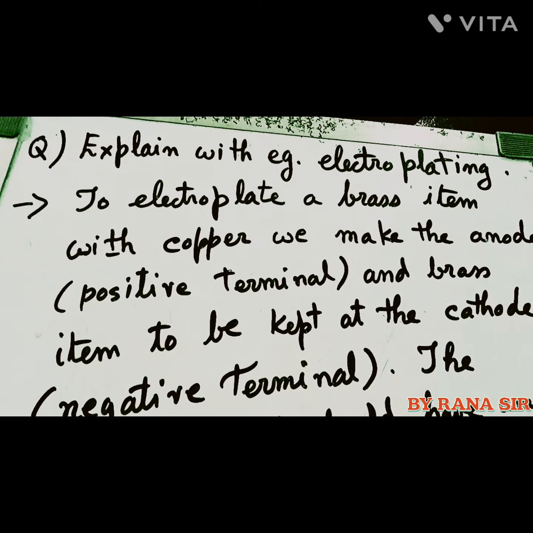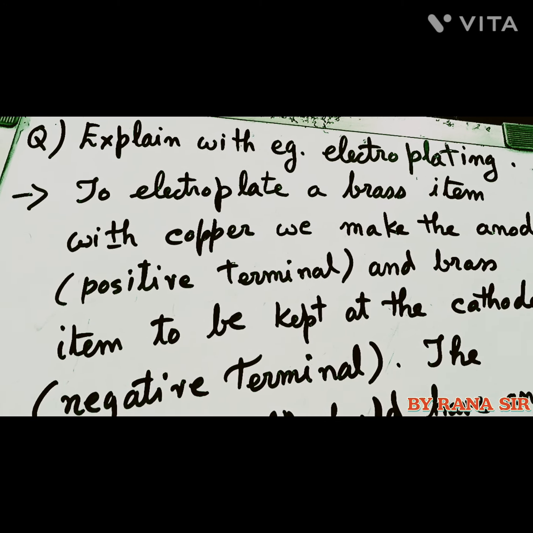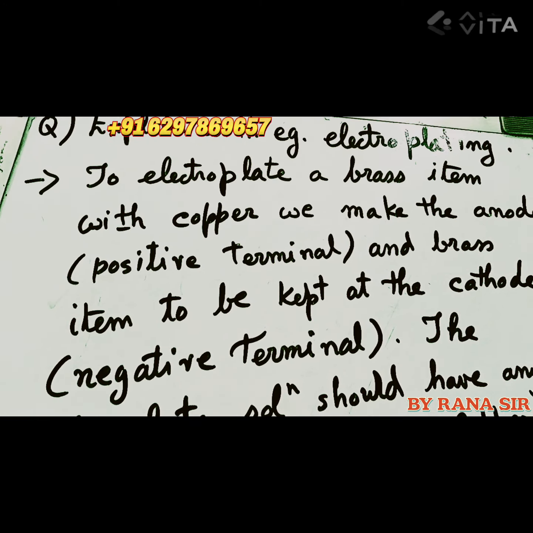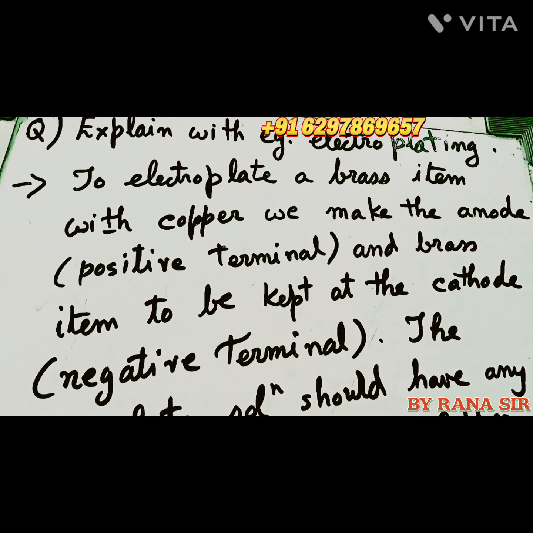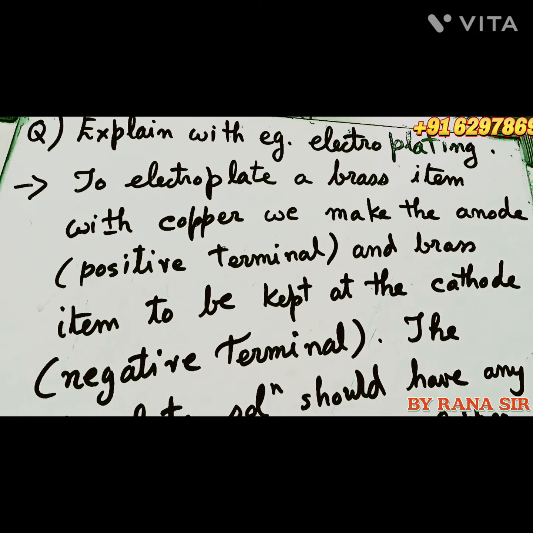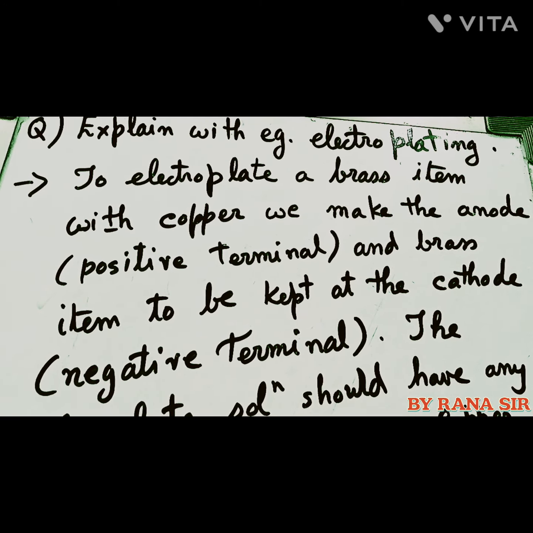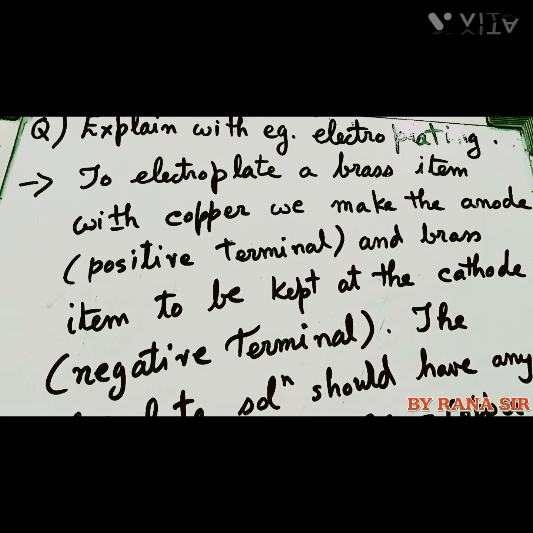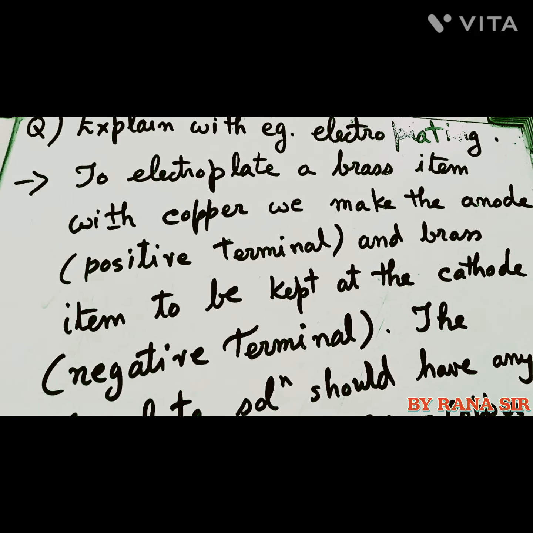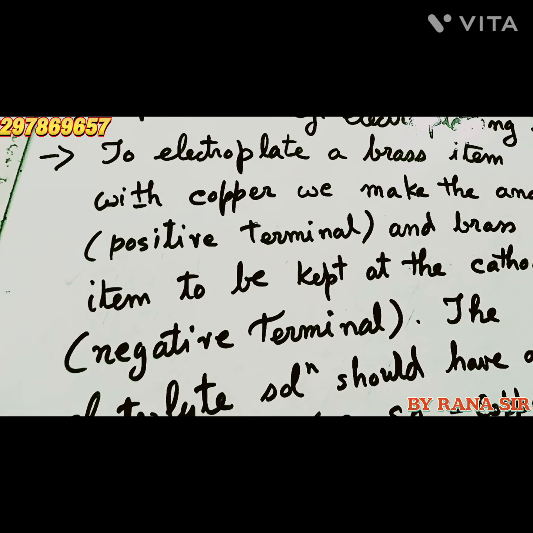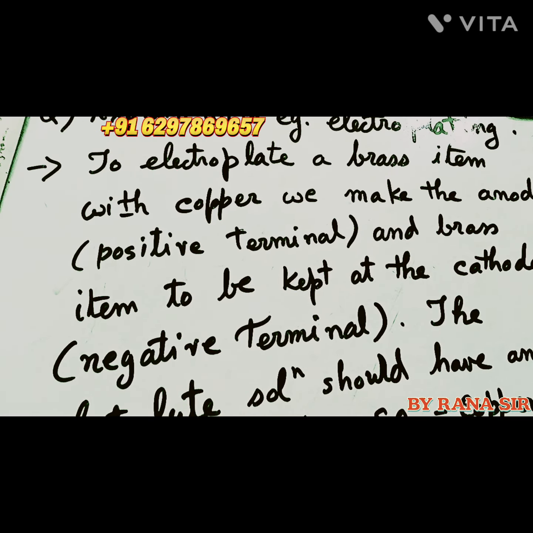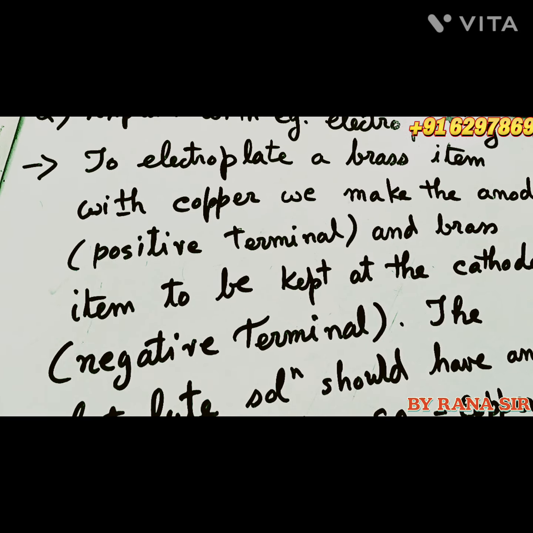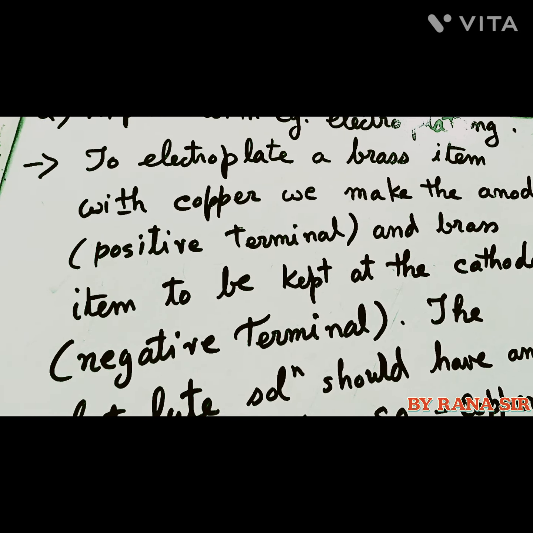So the next question is, explain electroplating with an example. To electroplate a brass item with copper, we make the anode the positive terminal and the brass item is kept at the cathode. So what does this sentence mean? The positive terminal is made of copper and the negative terminal is made of brass. It means the item which needs to be electroplated should be at the negative terminal, and the metal which helps to electroplate is kept at the positive terminal.